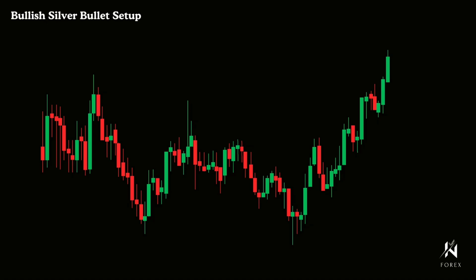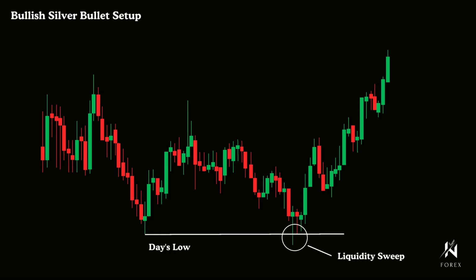Initially, we want to see price dip below the day's low, clearing out liquidity. After that, we wait for an upward market structure shift, which indicates a potential reversal to the upside. Once this shift occurs, we pinpoint optimal entry zones for a long trade. These are typically fair value gaps.